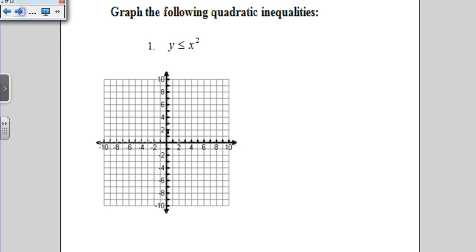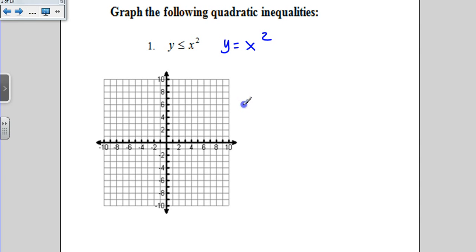So first, I'm going to have you graph y is less than or equal to x squared. Well, the first thing we have to think about is whether the boundary line is going to be solid or dashed. And since we have an equal to symbol, less than or equal to, the boundary line will be a solid line. So let's keep that in our brains. And then the next idea is, how do we graph the function? So if I just gave you y equals x squared as an equation, and I asked you to graph that, well, you could do this a couple of different ways.